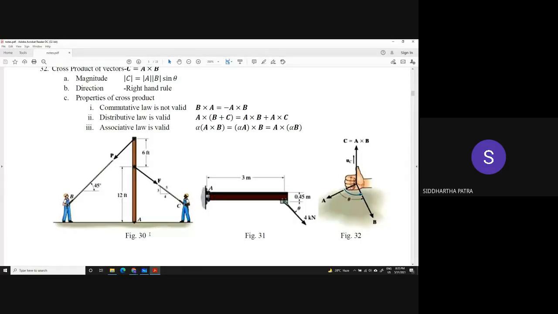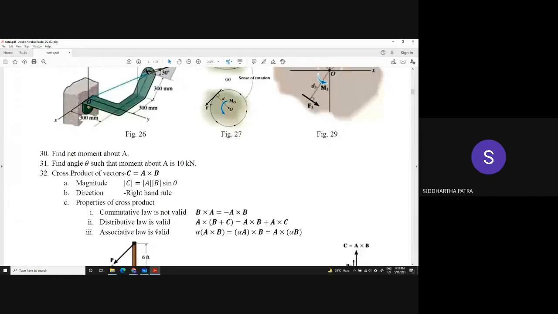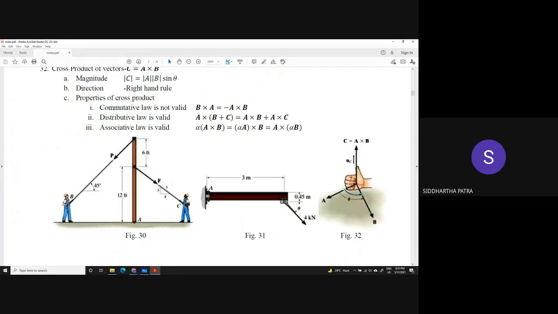Okay. So for problem number 30, the job is to find out a net moment about point A. Okay. And here also we don't have to do the vector sum. Okay. It's because the plane of F and A is the same plane as P and A. So both the moments are lying on the same plane. One may be positive, the other one may be negative.